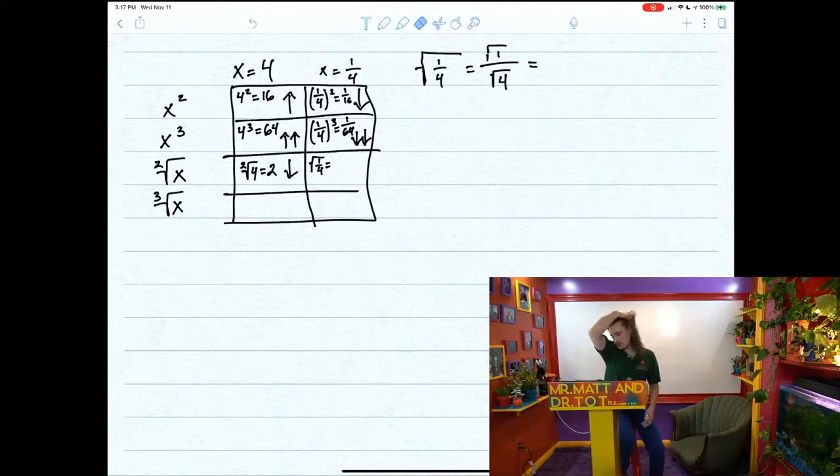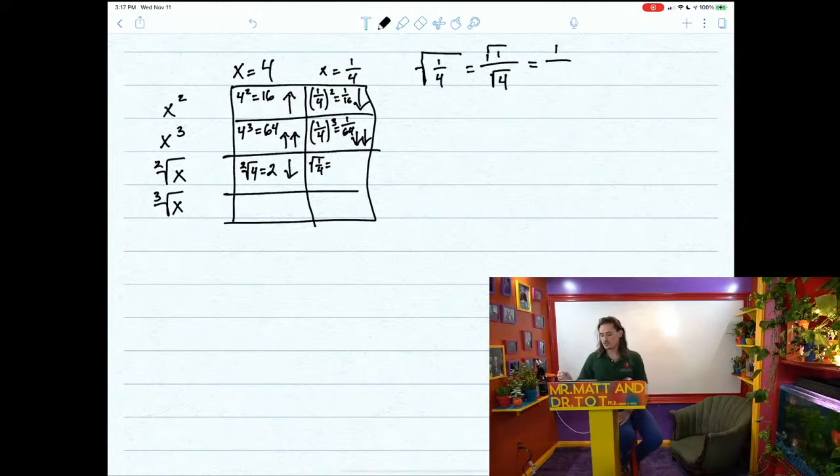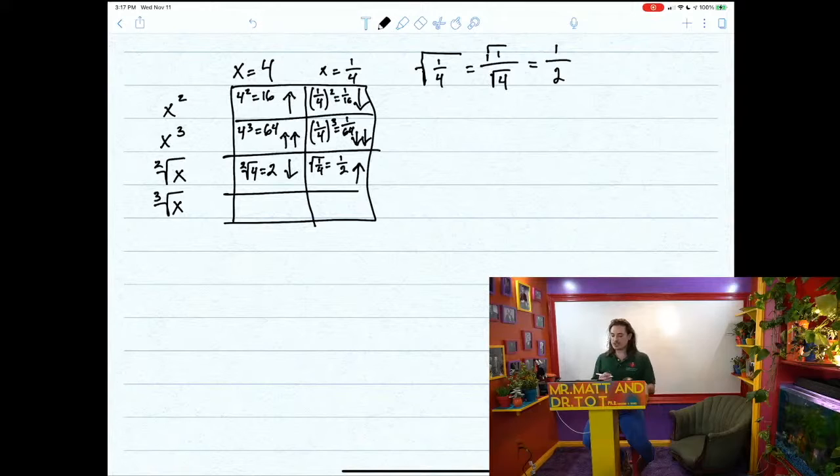In the numerator, we have the square root of 1, which is 1. In the denominator, we have the square root of 4, which is 2. So the square root of 1/4 evaluates into 1/2. Notice to go from 1/4 to 1/2 is an increase, which is opposite what we expect with the square root function. And then lastly, if we have the cube root, I'm going to have to get my calculator here.